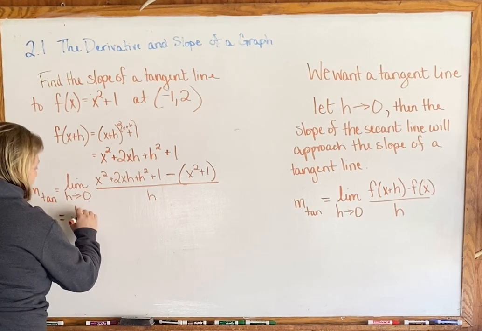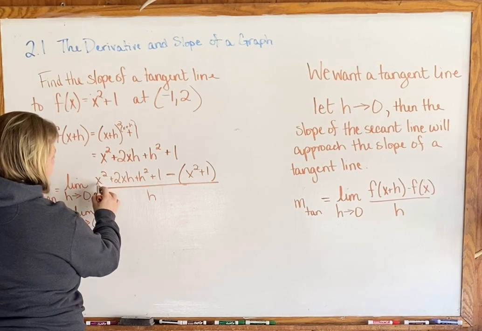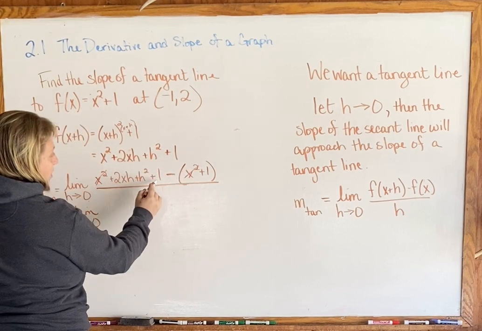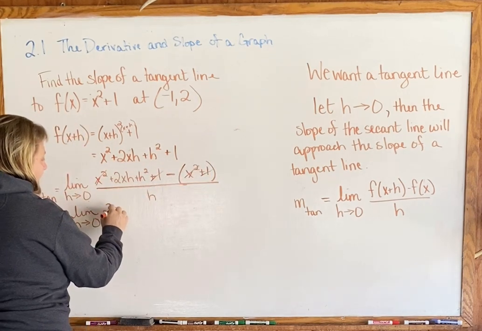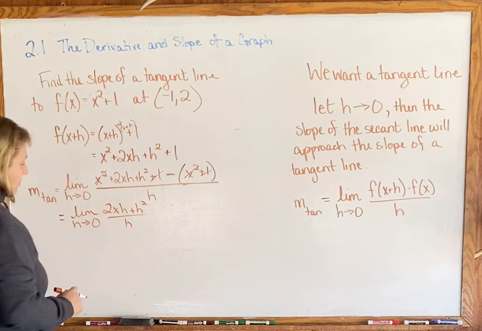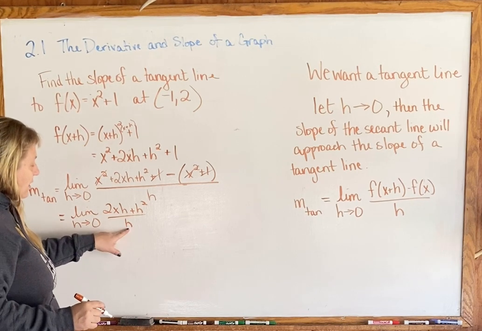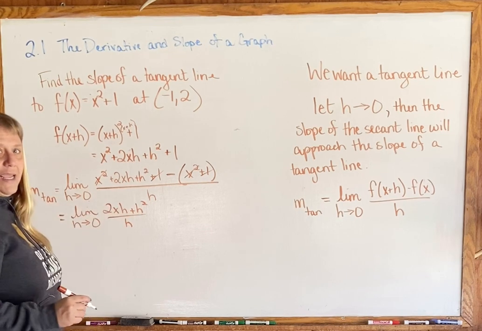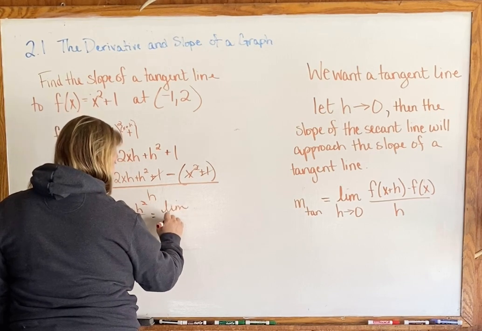So as we go to simplify this, the limit as h approaches 0, we notice that the x squared minus the x squared will cancel. And also the 1 minus the 1 will cancel. So we have 2xh plus h squared all over h. So it's definitely getting simpler, but we still have this h in the denominator. But if we look up top in our numerator, we notice that both terms have an h in common. So the next step would be to pull out the h.